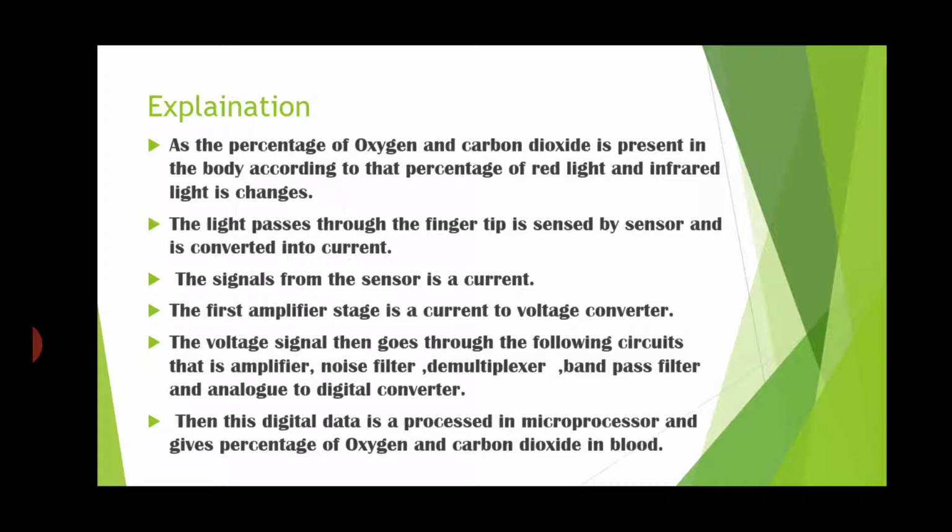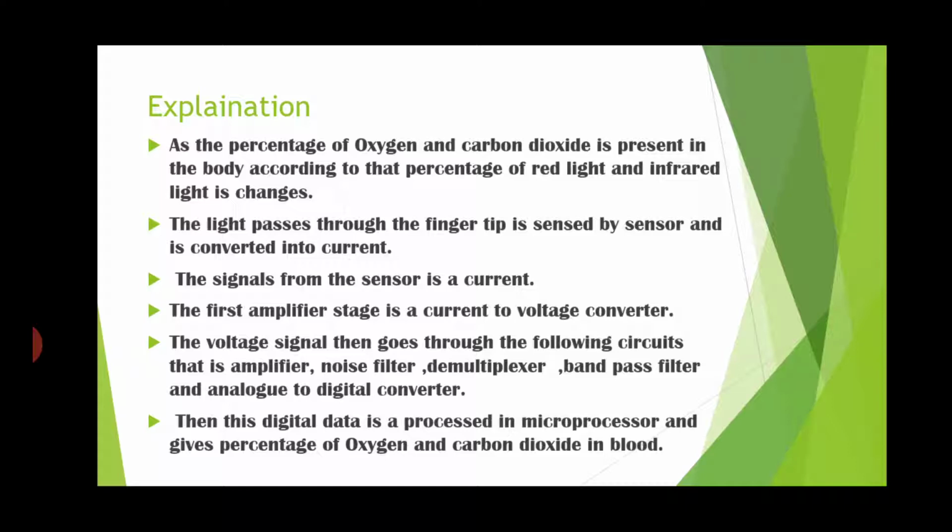As the percentage of oxygen and carbon dioxide in the body changes, the percentage of red light and infrared light changes accordingly. The light that passes through the fingertip is sensed by the sensor and converted into current. The signal from the sensor is a current. The first amplifier stage converts current to voltage.